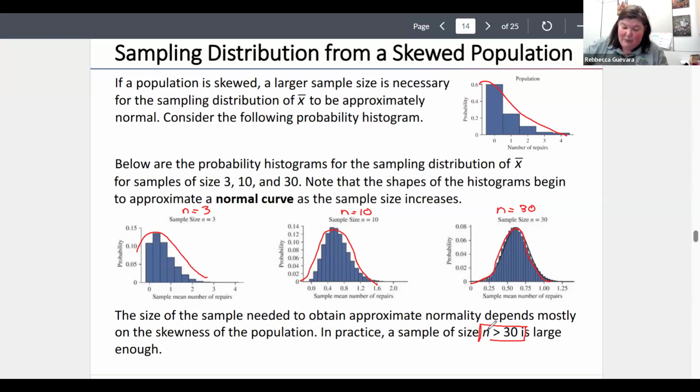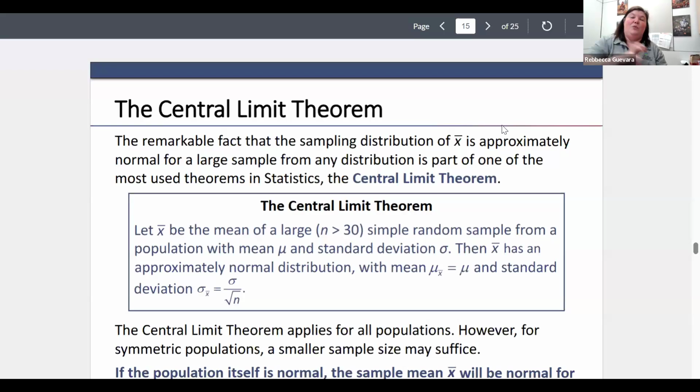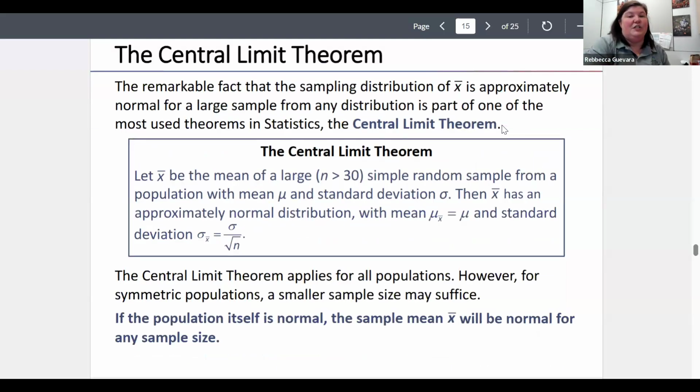There is a sample size that will make your sampling distribution look normal. And we know that at least above 30 usually does it all the time. This gets us to one of the big theorems we have in statistics, which is our central limit theorem. And because we hate saying central limit theorem all the time, we tend to say CLT. The remarkable fact that the sampling distribution of X bars is approximately normal for a large sample of any distribution is part of one of the most used theorems in statistics.